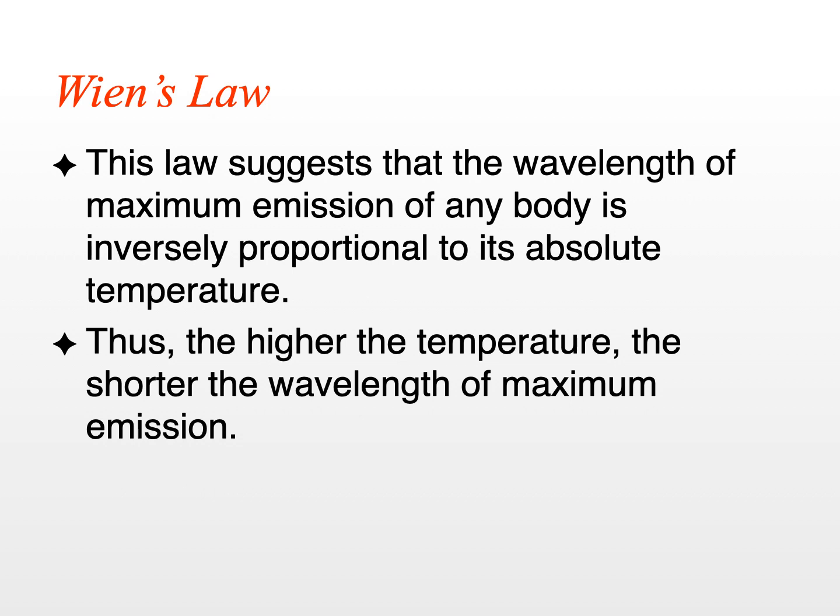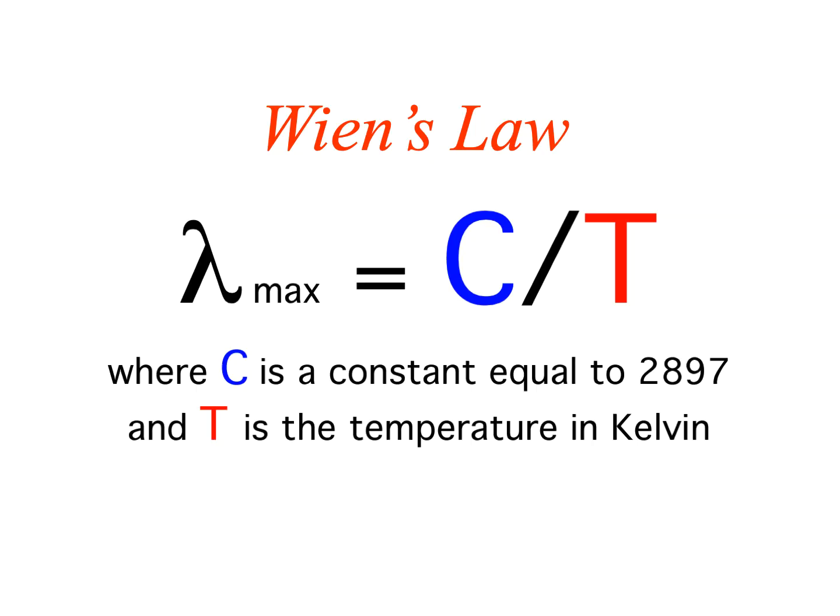And I'll show you two spectrums in a minute. But here's Wien's law mathematically described. So lambda max is equal to a constant divided by a temperature, where lambda max is wavelength in meters or micrometers. C, the constant, is equal to 2,897, and T is the temperature in Kelvin.